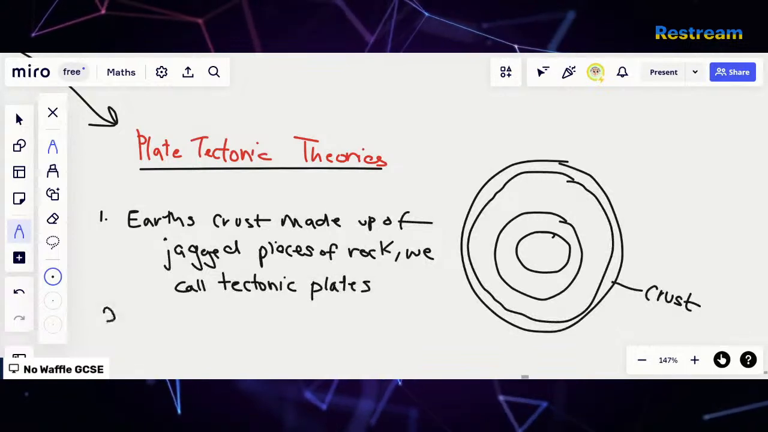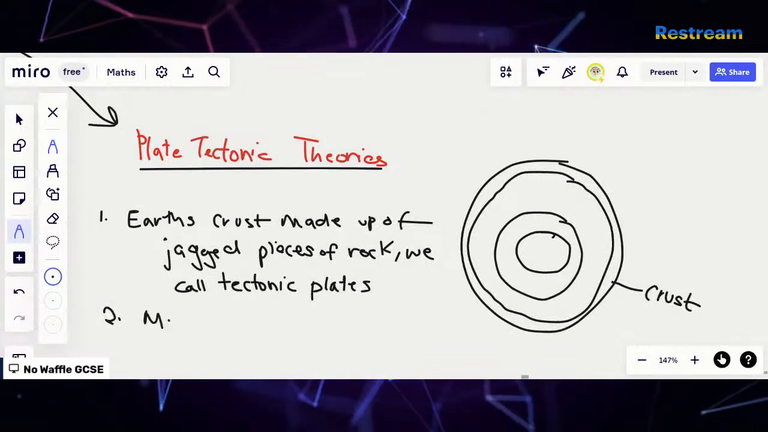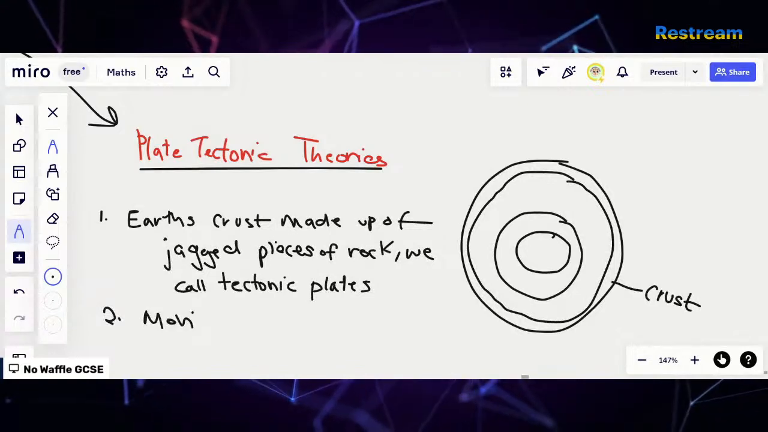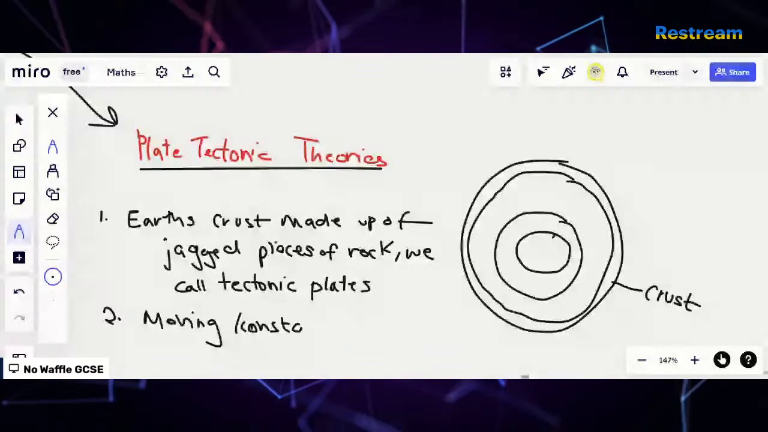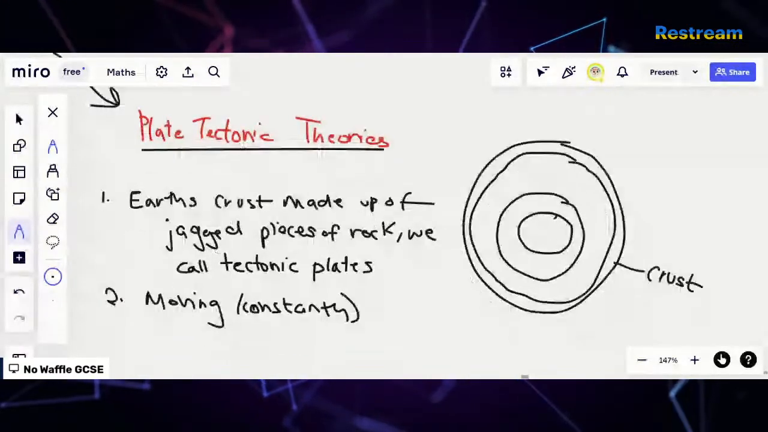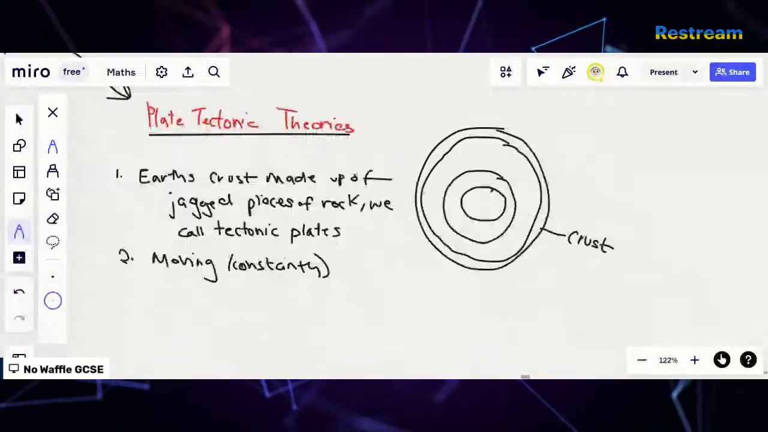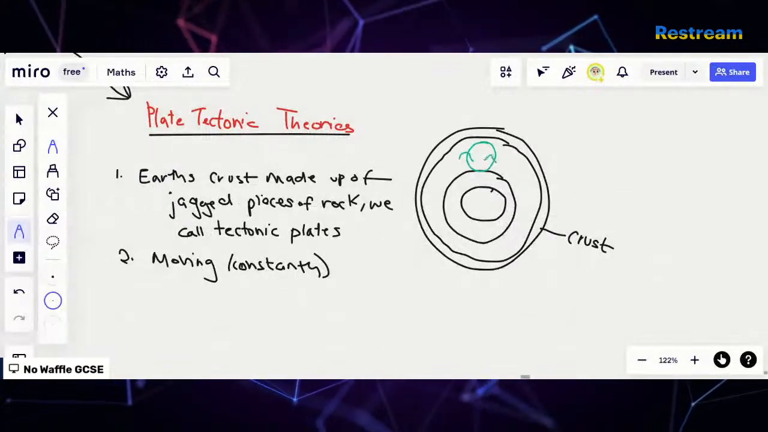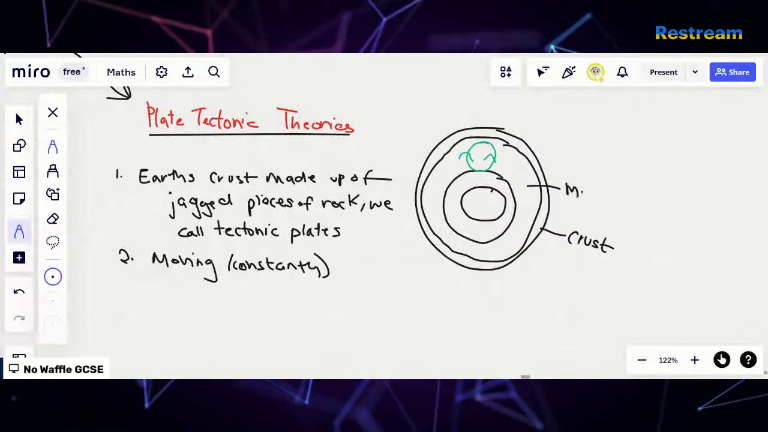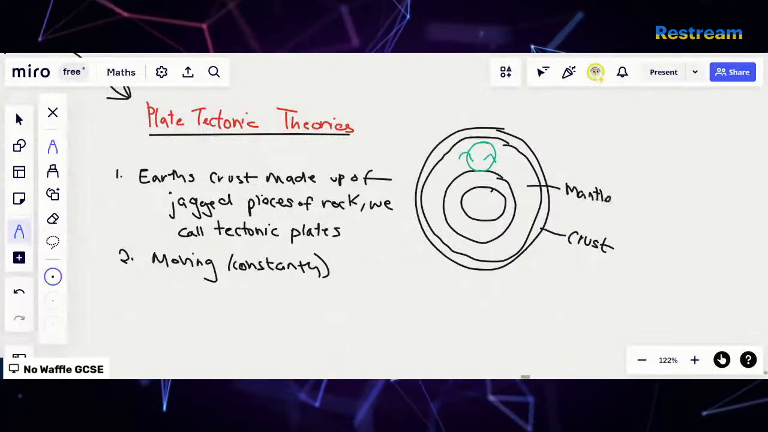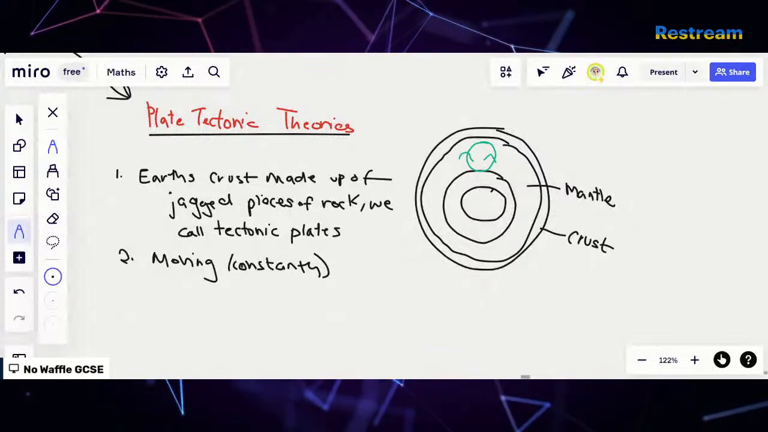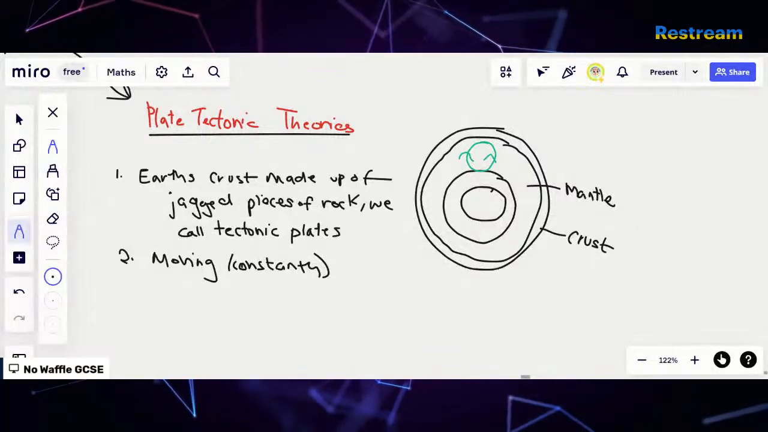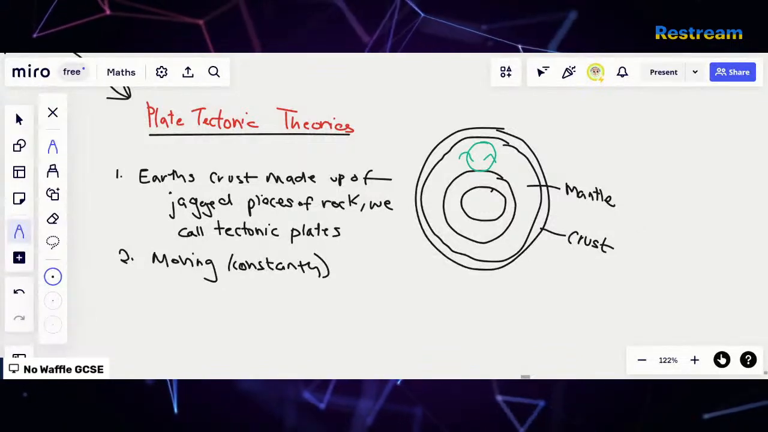Now, not only this, but these tectonic plates are moving. They're constantly moving. Why are they moving? Well, the theory mainly suggests that they move because of convection currents in the level below, which we call the mantle. And because of these convection currents, which are transferring heat up and down, they cause the movements.